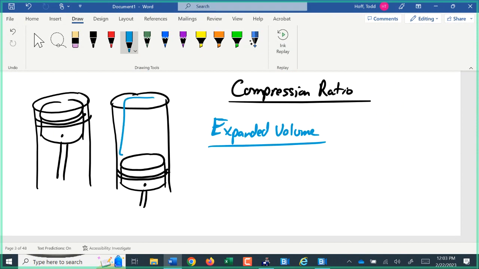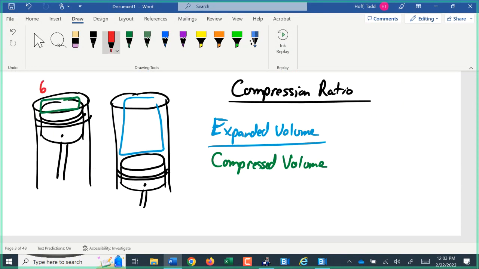This is the expanded volume over the compressed volume. And the compressed volume is when the volume above the cylinder is the smallest, or when the piston's at the top of the stroke, what they refer to as top dead center. That would be this volume here.